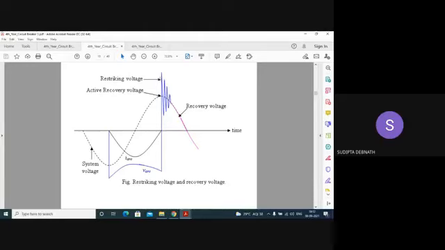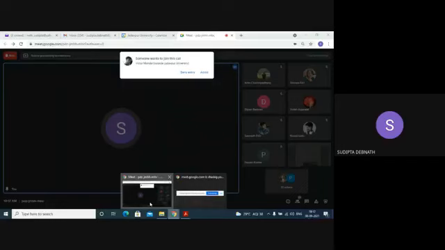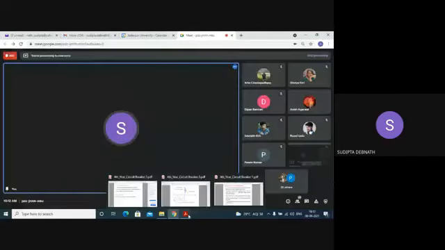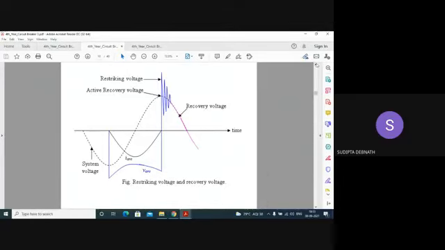So the restriking voltage is a transient voltage that appears across the contacts of a circuit breaker at current zero during arcing. When the current becomes zero, it is not that the arc is permanently extinguished. Momentarily, when the current is zero, the voltage can be very high and that voltage can reinitiate the arc. And the recovery voltage is the system voltage. After the arc is extinguished, the voltage that appears across the contacts when it is open is the recovery voltage. When it is closed, it is a short circuit and no voltage will be there. So when it is open, the normal frequency voltage appearing across the contacts is called the recovery voltage.